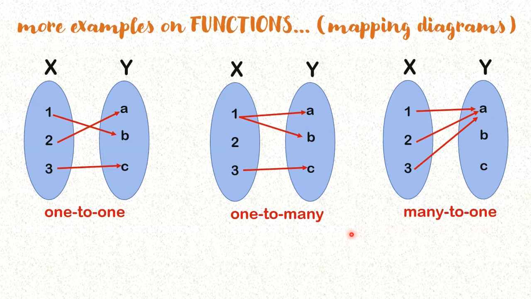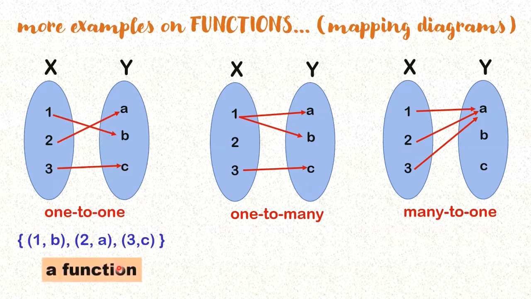Okay? So, for the first mapping diagram, what do we have? We have this set. Right? 1 B, 2 A, and then 3 C. See? Okay? So what do you notice? Walang naulit the first element. So definitely, this one is a function.